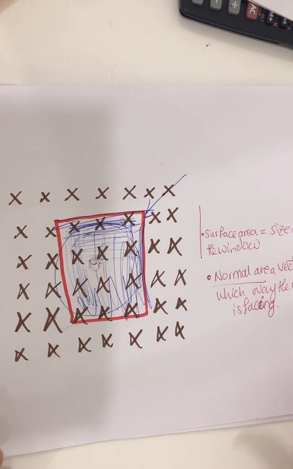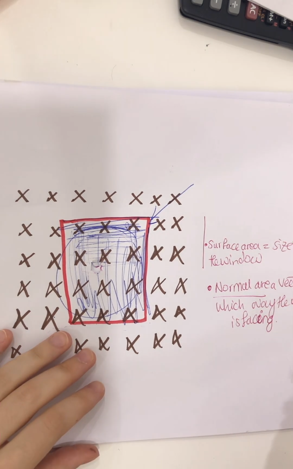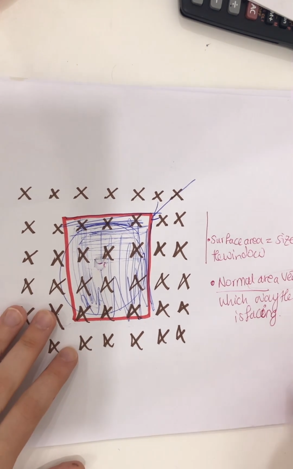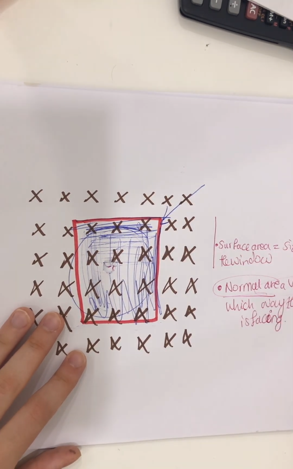Because, look, guys, it's sort of like your nose. Your face, your nose. The direction your nose is pointing right now, that's the normal. That normal area, normal vector. Guys, so the normal area is which way the window is facing.